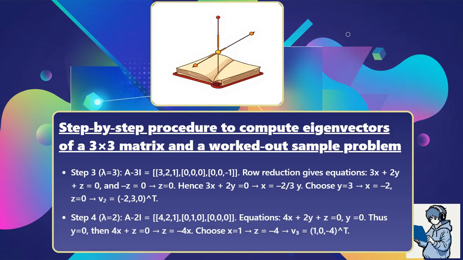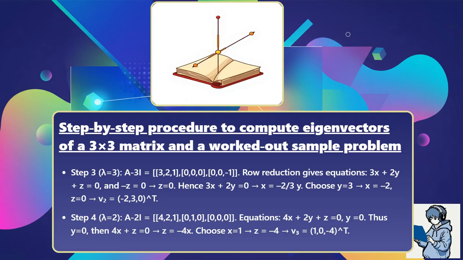Step 4, lambda equals 2: A minus 2I equals the matrix with rows 4 2 1, 0 1 0, 0 0 0. Equations are 4x plus 2y plus z equals 0 and y equals 0. Thus y equals 0, then 4x plus z equals 0, giving z equals -4x. Choose x equals 1, then z equals -4, giving eigenvector v3 equals (1, 0, -4) transpose.